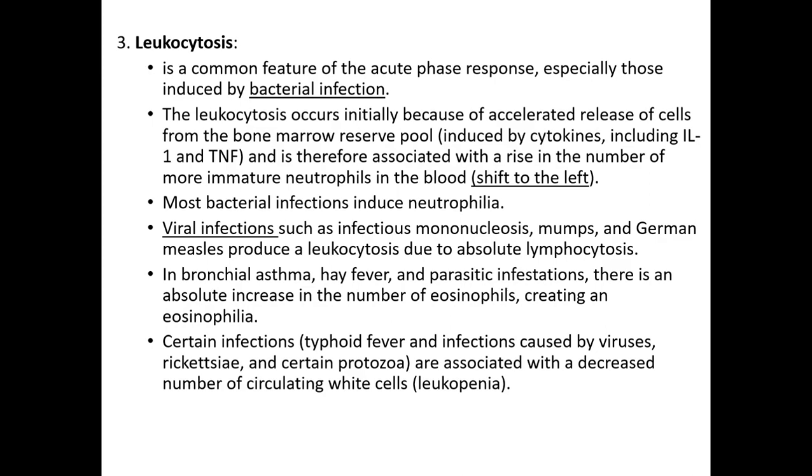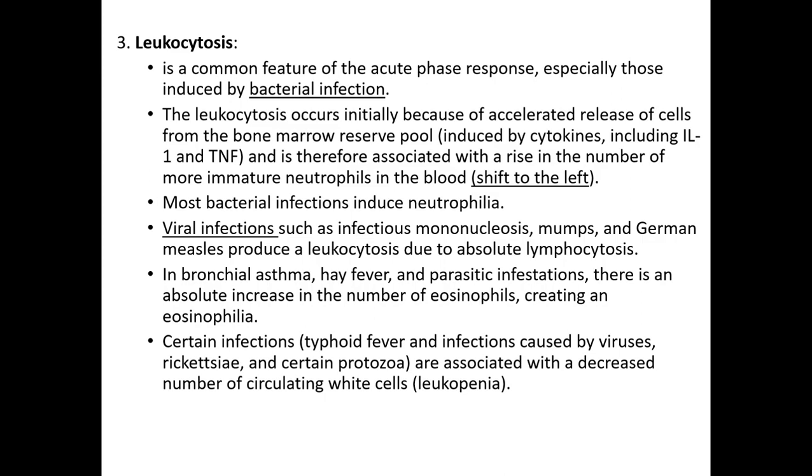Leukocytosis is a common feature of the acute phase response, especially those induced by bacterial infection. Leukocytosis occurs initially because of accelerated release of these cells from the bone marrow reserve pool. The cytokines, including interleukin 1 and tumor necrosis factor, which are the most involved cytokines in acute inflammation, are therefore associated with a rise in the number of more immature neutrophils. More immature neutrophils will come out of the bone marrow into the blood. This we call shifting to the left.